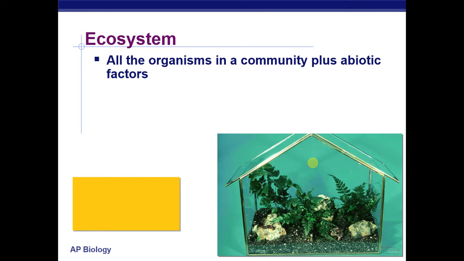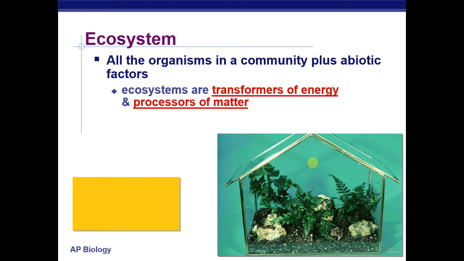An ecosystem is all the organisms in a community plus the abiotic factors. Abiotic factors are just the non-living parts of the environment. So we're talking about all the living and the non-living components of the environment. Here in this little glass terrarium, we have the plants, but also the dirt, the soil, the water and the rocks. Those are examples of abiotic factors, so we're including those.